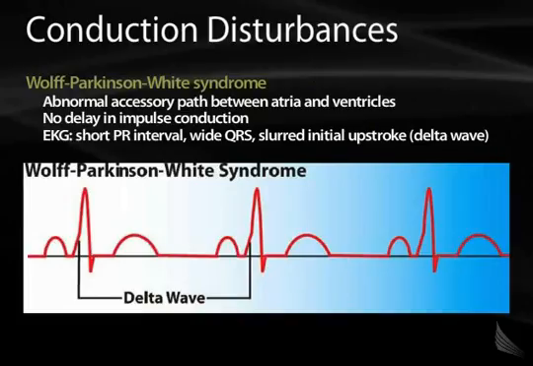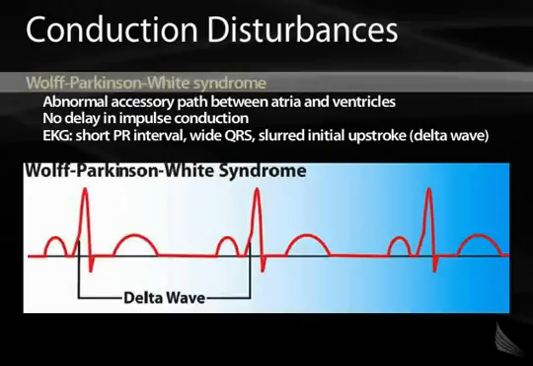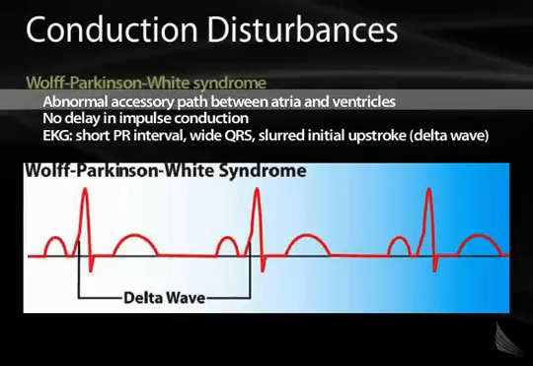One commonly tested conduction disturbance on USMLE Step 1 is Wolff-Parkinson-White syndrome. Wolff-Parkinson-White involves the presence of an abnormal accessory pathway between the atrium and the ventricles. Normally, the AV node is the gatekeeper between the atrium and the ventricles. However, in some patients, there is what we call a bundle of Kent, or an accessory pathway that the signal can take from the atrium to the ventricles.